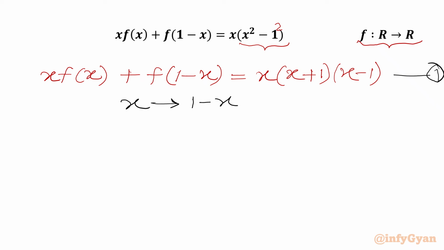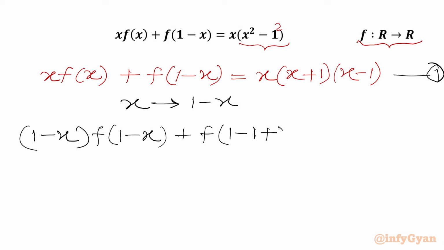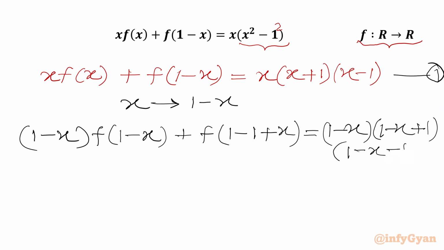Now I will change our functional variable x with 1 minus x. So we can write our equation 1 as 1 minus x times f of 1 minus x plus f of 1 minus 1 plus x equals (1 minus x) times (1 minus x plus 1) times (1 minus x minus 1). Now we can cancel plus and minus 1, plus and minus 1.